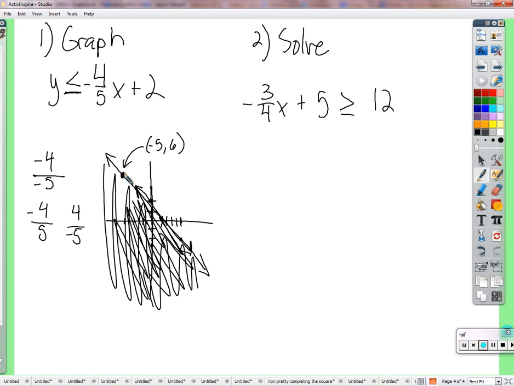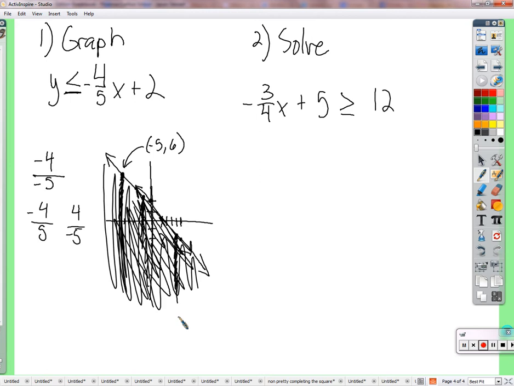I also want to include points where the y value is less than the y value that's on the line. So, for instance, this one, the y values that are less than 6 are down here. The y values that are less than the y value of this point are down here. And at this point, all the values that have a y that is less than this y value are down here. Okay? Just to display this to you.